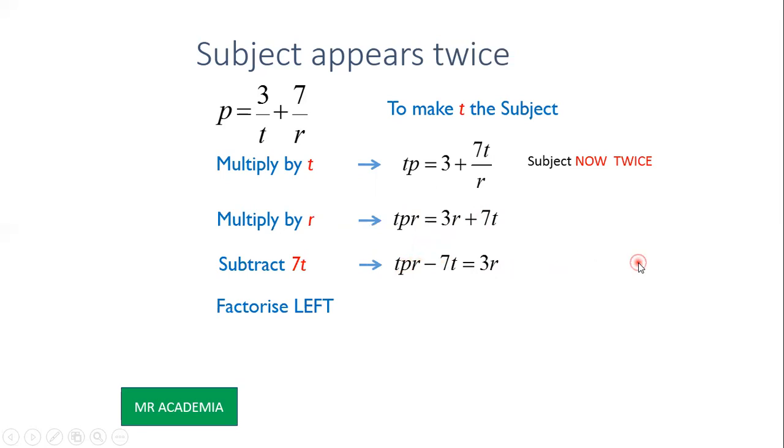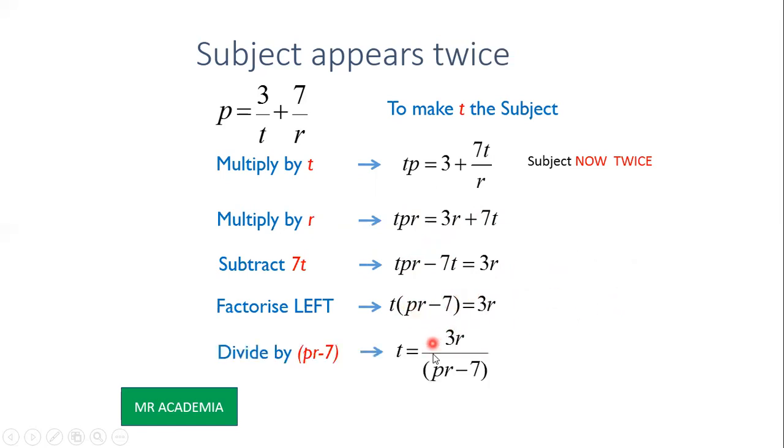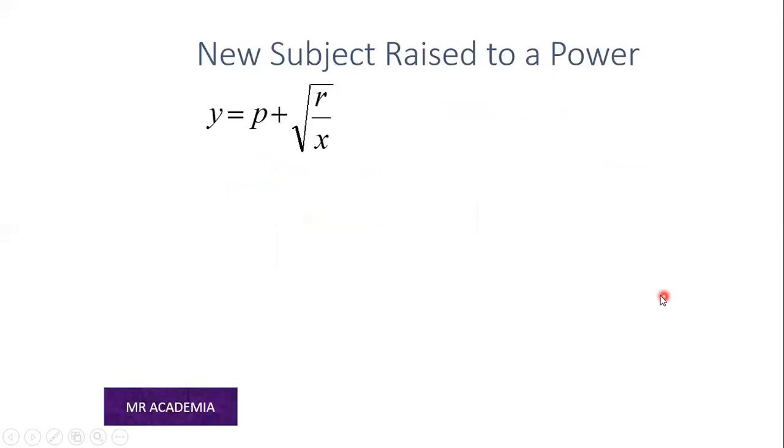So if you factorize out t from the left, I'll end up having pr minus 7 into bracket t is equal to 3r. So to remain with t alone, we divide by what is in brackets here, such that when we divide, we get t equals 3r divided by pr minus 7. So we have made t the subject of the formula.